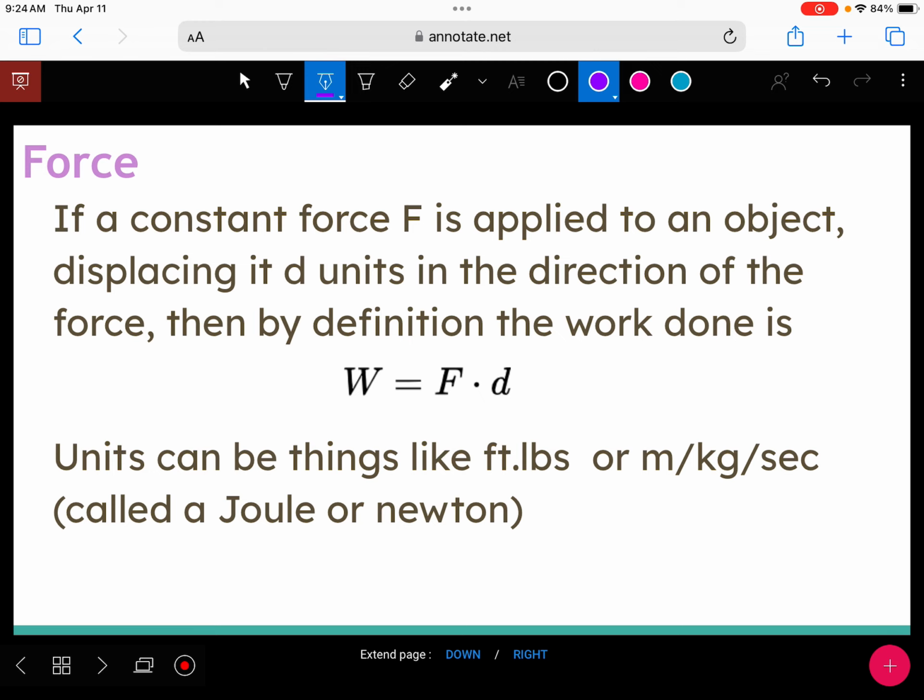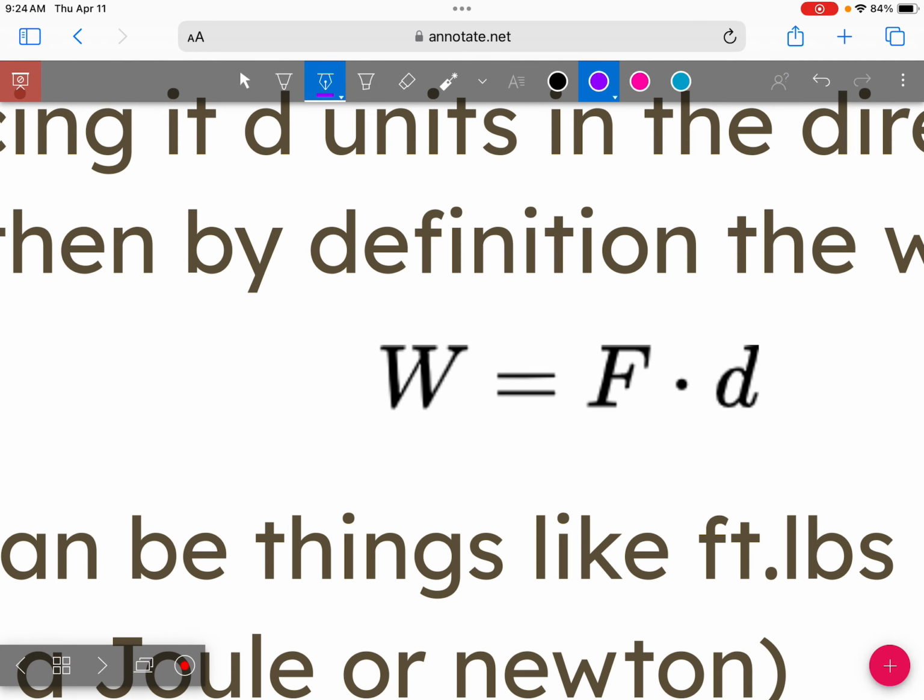Okay, so what we're going to have here is our work. What this W means is the work. And work has really weird units, so this is work.